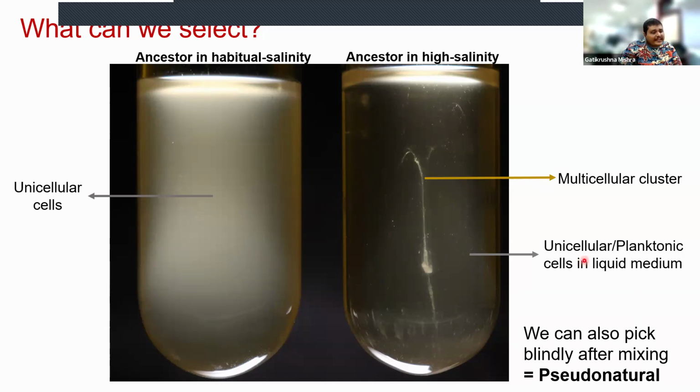And instead of selecting for either multicells or unicells, we can also have pseudo-natural selection. Basically, we will vortex the entire tube and we'll do blind selection. So it is like a natural selection itself, but it is happening in a lab environment. So it is called pseudo-natural selection. So we designed six regimes in such a setup.